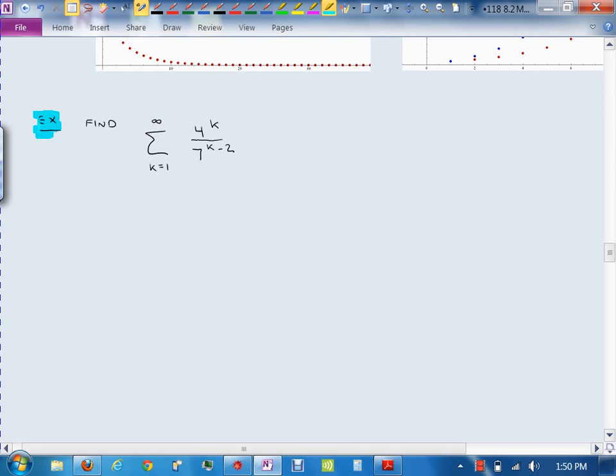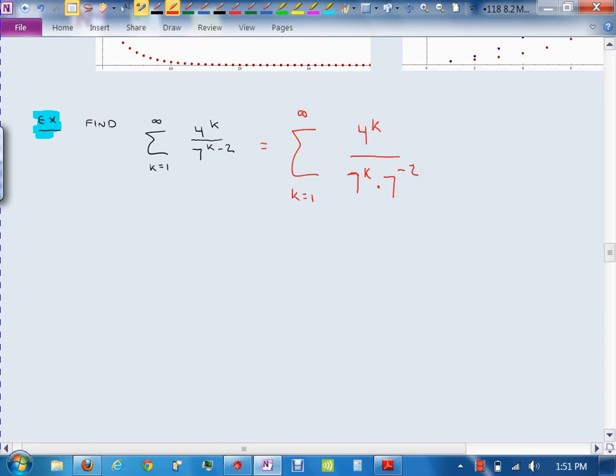Now, we already know this is geometric because that's what we're talking about, right? But again, like on a test, how are you going to know it's geometric? Just by looking, you're going to have to somehow see it is. Let me help you. This is equal to sum k equals 1 to infinity, 4 to the k over 7 to the k times 7 to the negative 2. Do you agree with that?